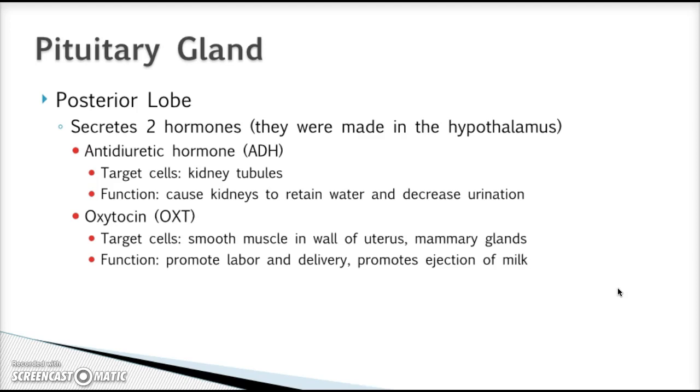Oxytocin is produced in both men and women, but more is known about its function in the female system. If you know of a woman who has had labor induced, they are usually given the drug Pitocin. That is a synthetic version of the natural oxytocin. So the target cells are the smooth muscle cells in the wall of the uterus, and also the mammary glands. This will promote labor and delivery by causing the uterus to contract, and it promotes the milk ejection reflex when nursing.